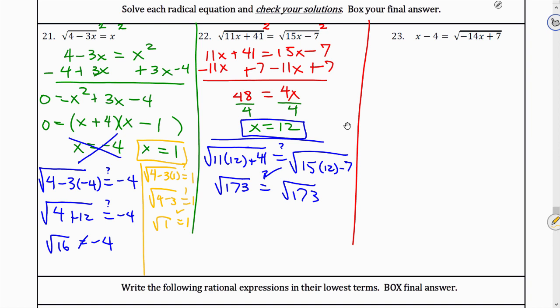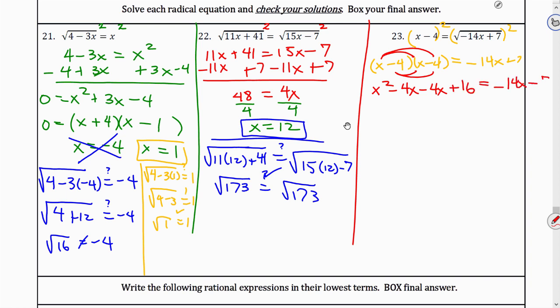Okay, this last one, again, I've already solved for a square root. And so I will square both sides. Okay, very careful that x minus 4 squared is x minus 4 times x minus 4. And that's going to be equal to negative 14x plus 7. I will distribute, and x times x is x squared. X times negative 4 is negative 4x. Negative 4 times x is, again, another negative 4x. And negative 4 times negative 4 is a positive 16. And that's equal to negative 14x plus 7.